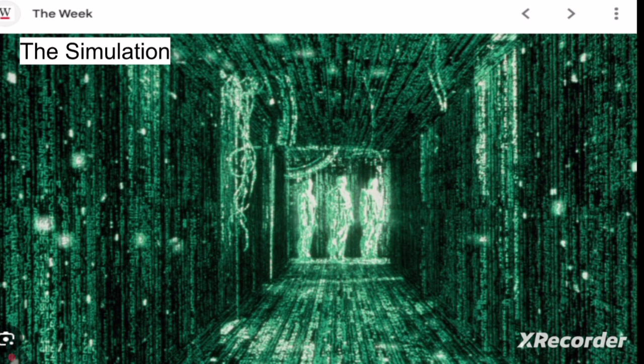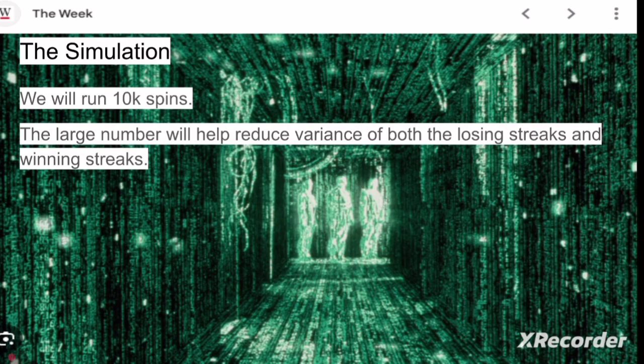Okay, let's run a simulation here to see if that's accurate. We're going to test out 10,000 spins. It has to be a large number because we have to reduce variance. The larger the number, the more likely we are to get rid of any winning streaks or losing streaks, which a lot of people tend to confuse with whether something's a good strategy or a bad strategy.